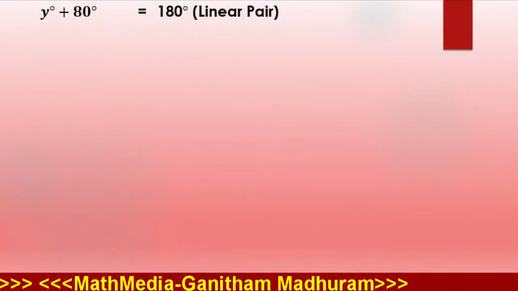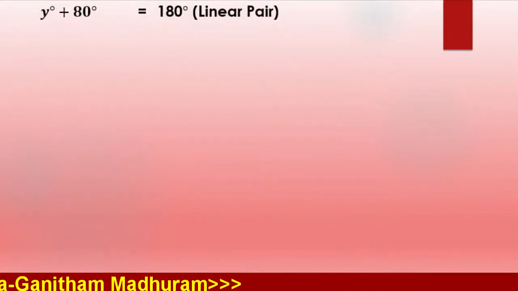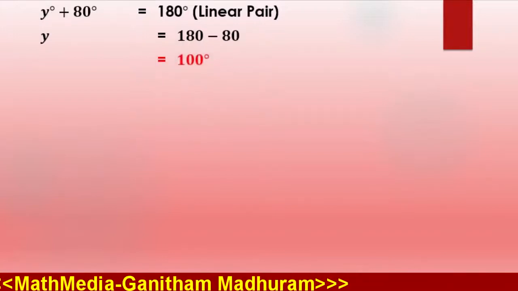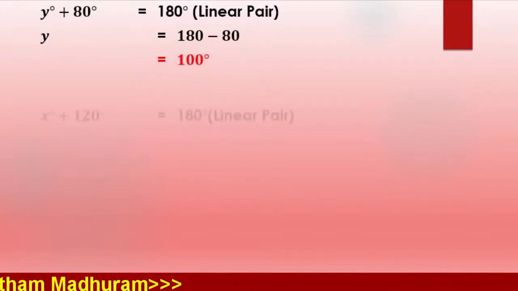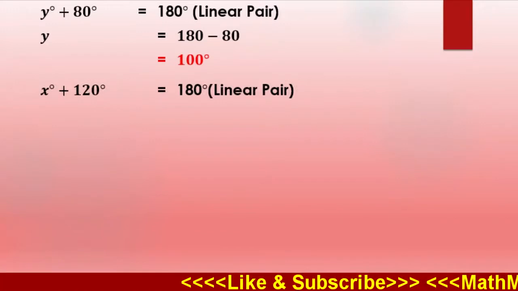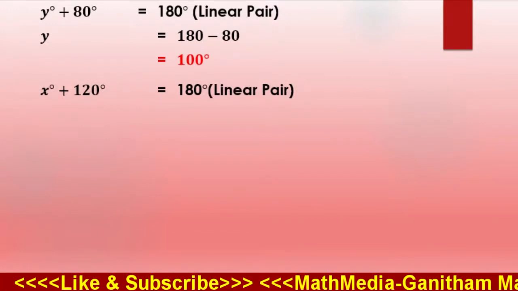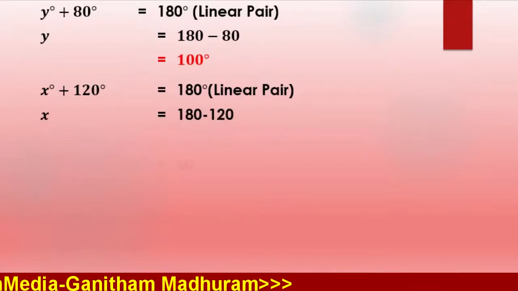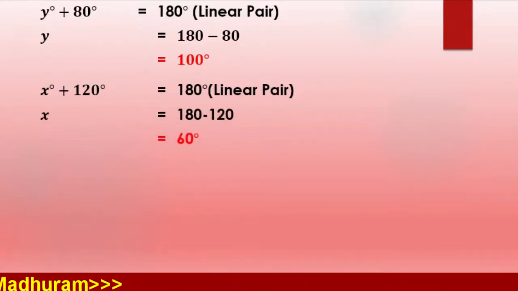Next, y plus 80 equal to 180 degrees. Reason, they form a linear pair. Hence, y equal to 180 minus 80 equal to 100 degrees. Similarly, x plus 120 equal to 180, linear pair. Therefore, x equal to 180 minus 120 equal to 60 degrees.